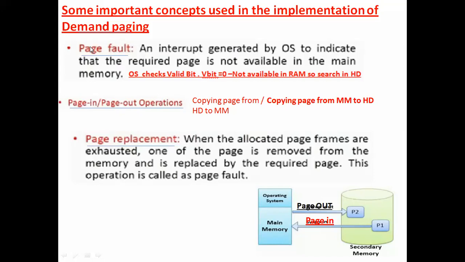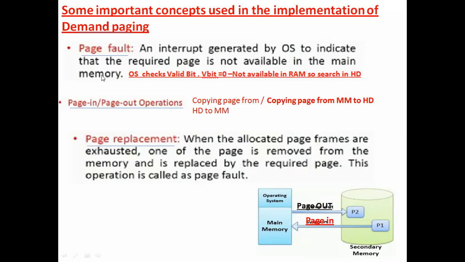So what do you mean by the word page fault? A page fault occurs when the required page is not present in the main memory. Suppose the CPU wants to access page number 5, and that particular page is not available in the main memory, in that case the OS will indicate a page fault. This page fault is nothing but an interrupt generated by the operating system or the kernel to indicate that the required page is not available in the main memory or in the RAM.